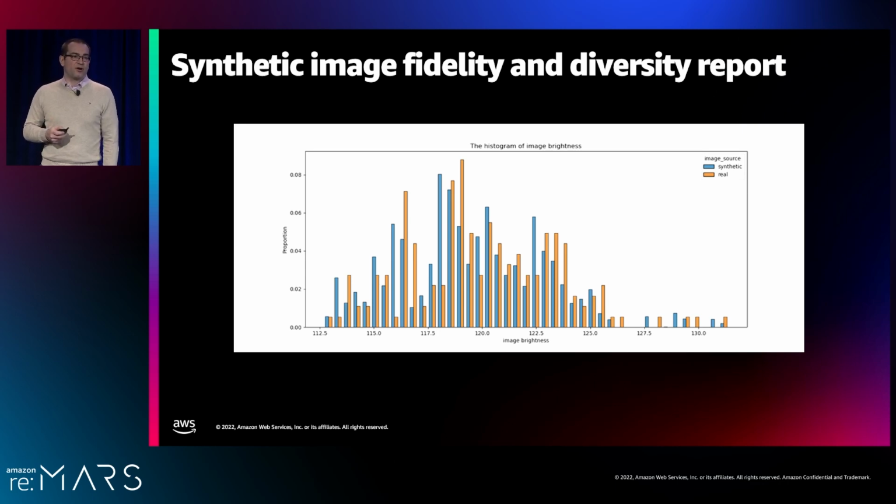As part of the report, you will receive this kind of evaluation for multiple metrics, including the distribution of object classes, object sizes, brightness, and contrast, and a whole host more of them.